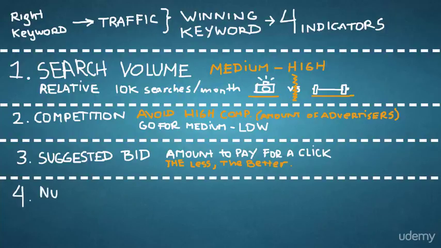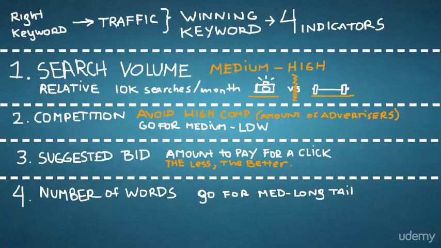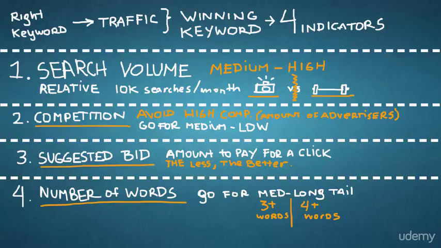And the final factor is number of words. Remember, we're looking for medium or long tail keywords. So we need to make sure that the keywords that we're choosing actually have 3 words or more. I strongly suggest that you start by filtering according to number of words because it will shorten your list significantly. And these are the 4 elements that winning keywords have.